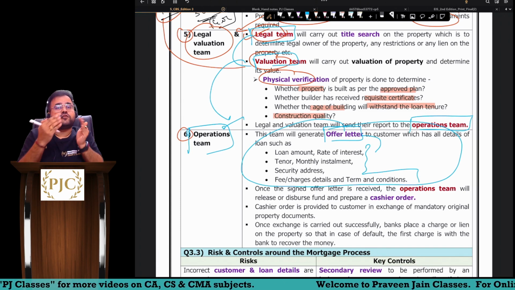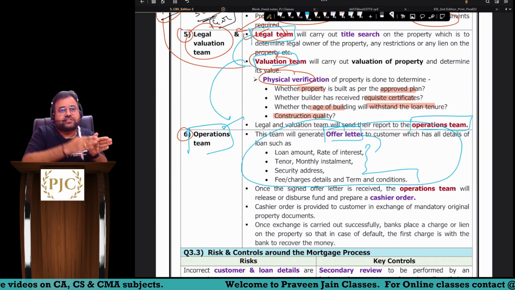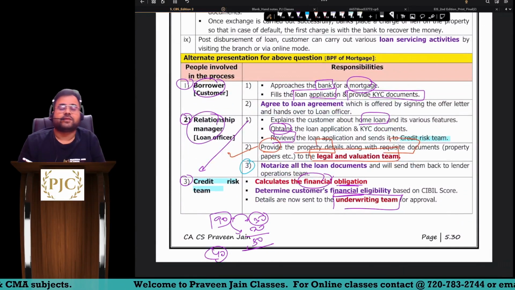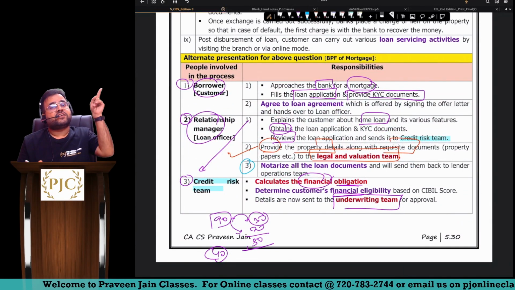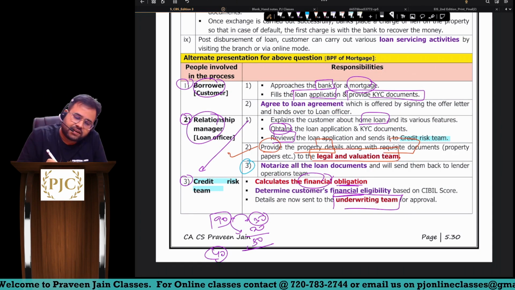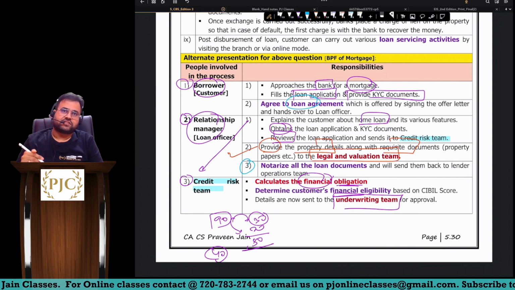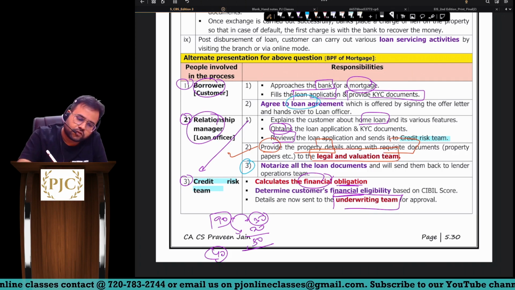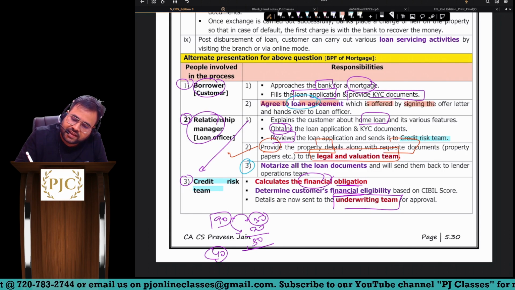To whom has this to be given? To customers, sir. Who will carry this sanction letter from the operation team to the customer? Again, we have one person called the relationship manager, sir. He will take this sanction letter and give it to the customer. Now, what should the customer do? On that offer letter he has to put his signature, and the loan agreement will also be prepared, and he has to put his signature on it too. See, the customer has to agree to the loan agreement which is offered by signing the offer letter.